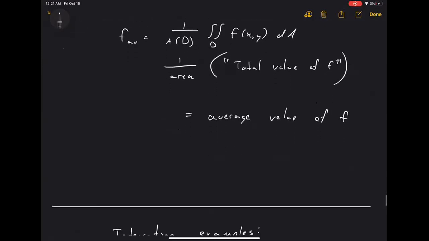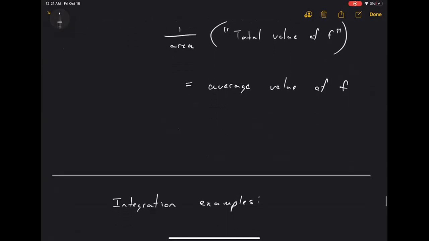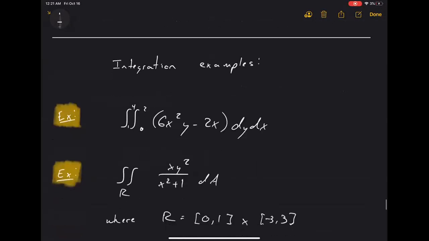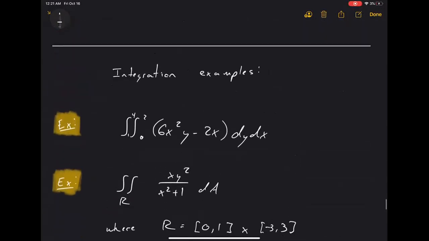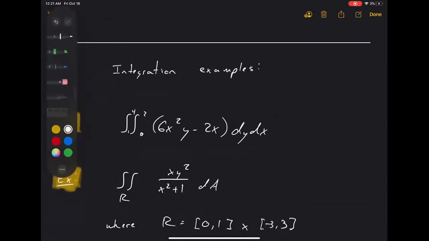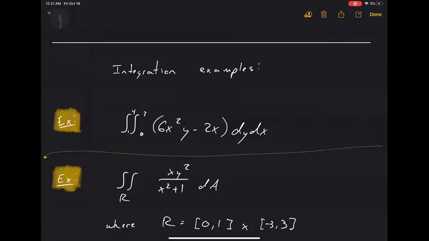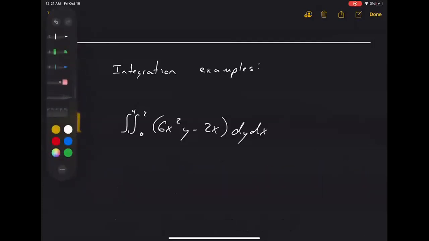Okay. I'm not going to give an example of this problem. I'll look at the WebAssign homework, and if there's a problem on this topic of average value, I'll cover it in the lecture. I just wanted to give a couple more examples of this iterated integral and these double integrals for our rectangular region. So let's just do a couple quick integrals.